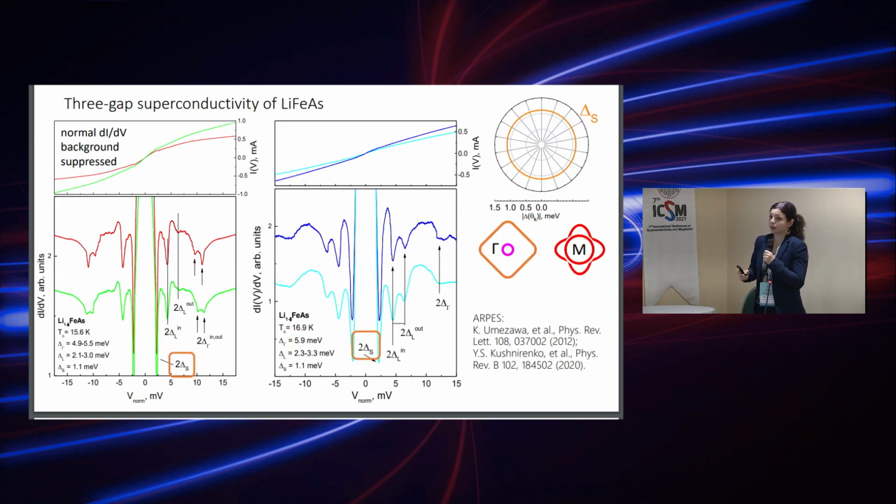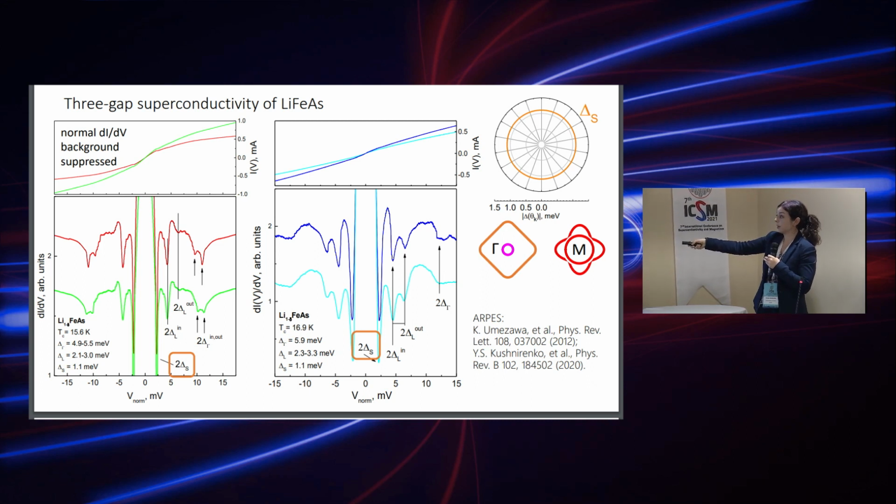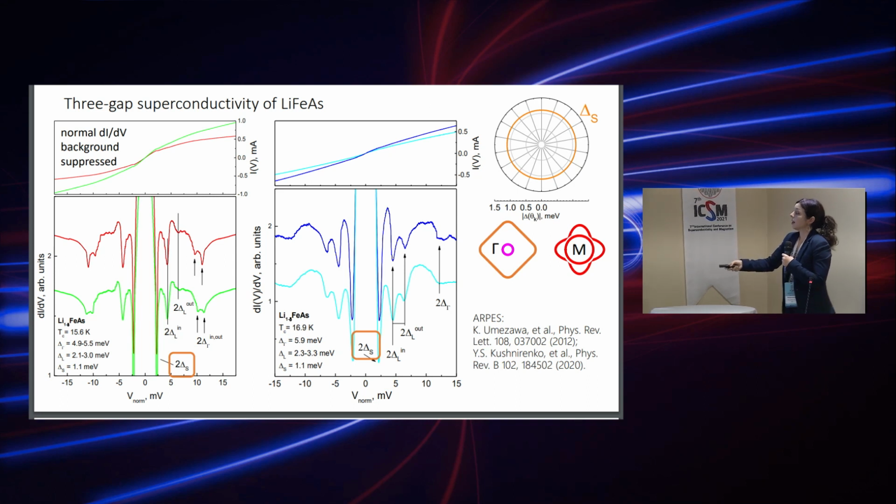In order to detail the Andreev structures, we suppress this nonlinear normal state background. So here are the same curves with the linearized normal state dI/dV. At the lowest bias voltages, there are rather pronounced and sharp dips, which correspond to the doubled small gap, 2Δ_S.